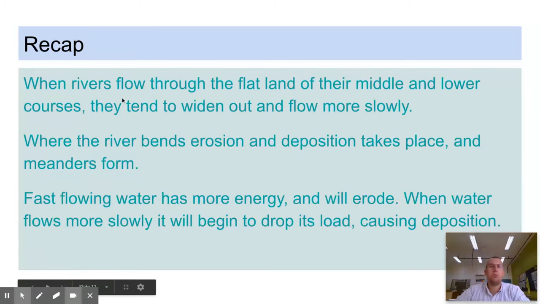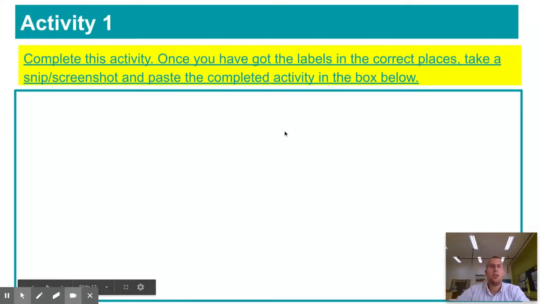Now, just to recap, when rivers flow through the flat land of their middle and lower courses, they tend to widen out and flow more slowly. Where the river bends, erosion and deposition takes place and meanders form. Fast-flowing water has more energy and will erode. When water flows more slowly, it will begin to drop its load, causing deposition.